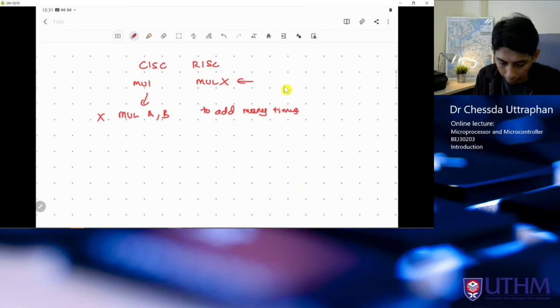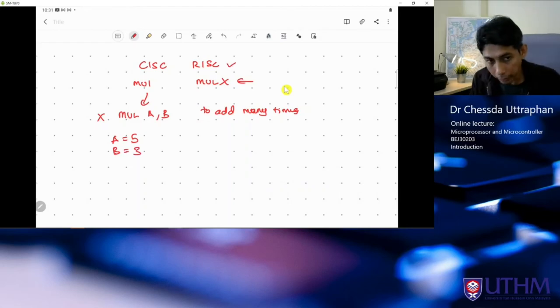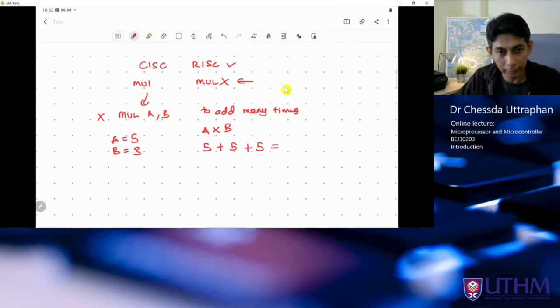For example, A is equal to 5, B is equal to 3. So in a RISC computer, to do A multiply B, what you need to do is 5 plus 5 plus 5, 3 times. Then you can get the same result as CISC, which is 15.